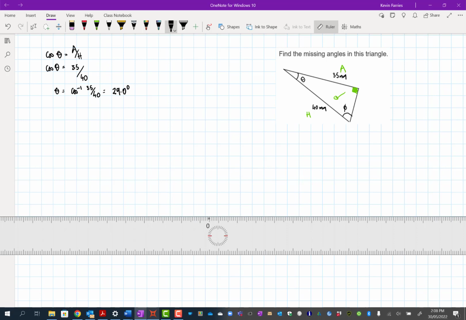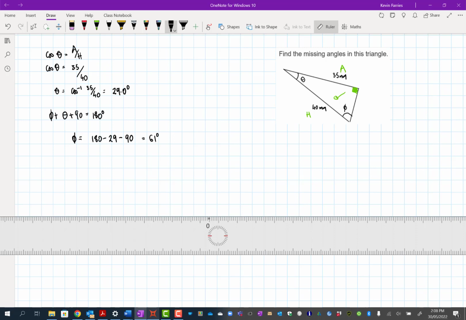Now we've got two angles, so to figure out that last angle, we could just use the fact that the angles in a triangle add up to 180 degrees. So you can just say phi plus theta plus 90 degrees is 180 degrees. The one we don't have yet is phi, which is equal to 180, take away theta, which was 29, take away 90 degrees. So we're going to get 90 take away 29, which is 61.